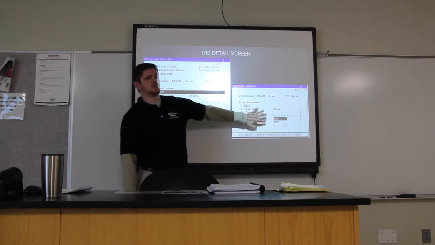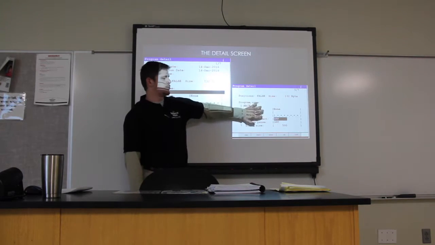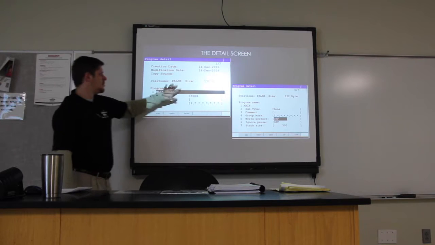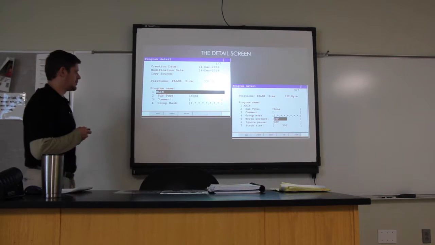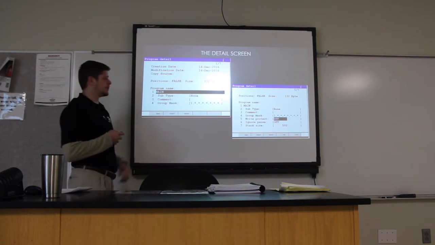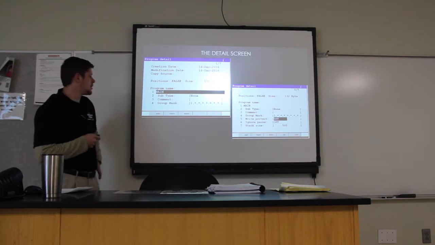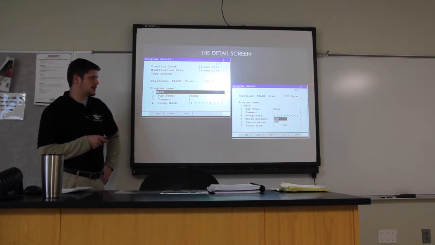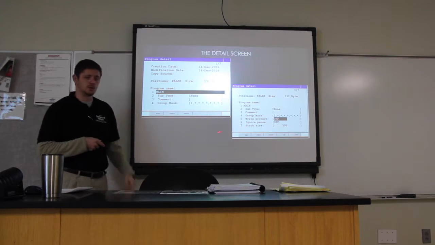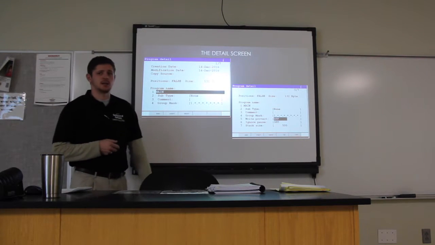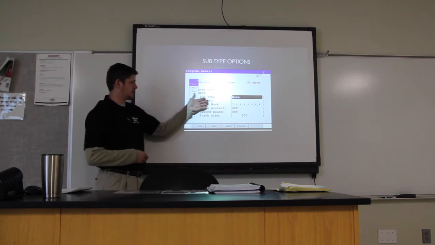You scroll down, it scrolls the screen up and brings up more portions. But it starts here with your main, which is the program name, which you can edit here. Subtype, you can change that. We'll go into that. Your comment, group mask, write protect, ignore pause, and stack size. We'll start with the subtype.